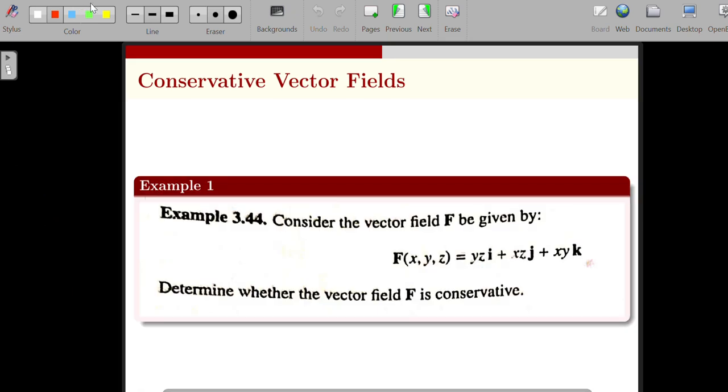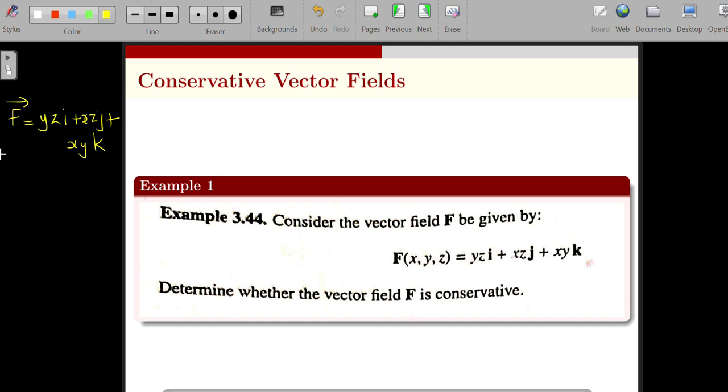First example. In this example, we are given a vector field F. It is clear that F is a three-dimensional vector field, as F depends on x, y, and z. F is given as yz i plus xz j plus xy k. This is our vector field. We have to determine whether the vector field F is conservative or not.